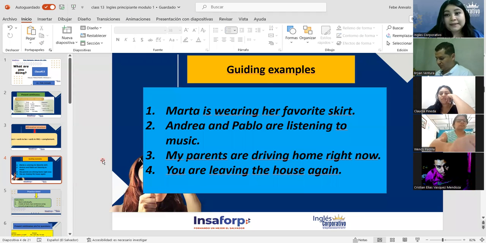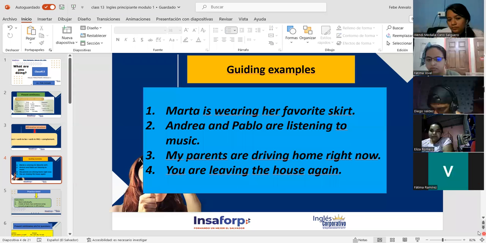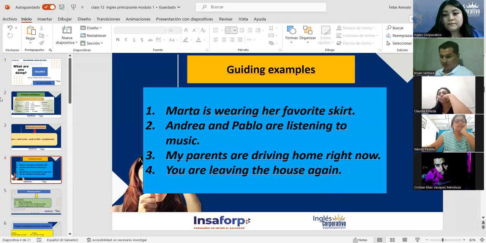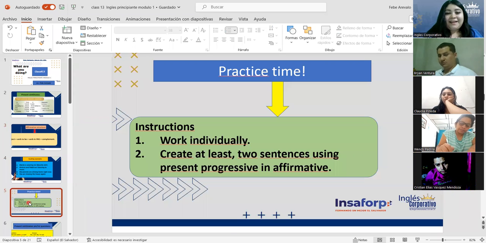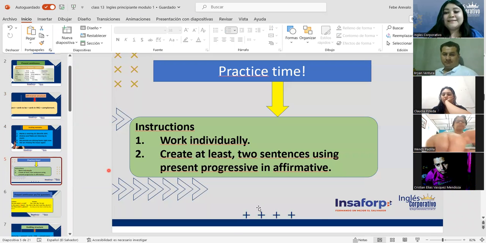Porque ya lo voy a poner a practicar. Yes, teacher, can you show me again the structure? Sure, sure, Miss Padilla. Subject, plus verb to be, plus verb ing, plus complement. Okay, finish. Excellent, welcome. Thank you. You're welcome, honey. All right, practice time.